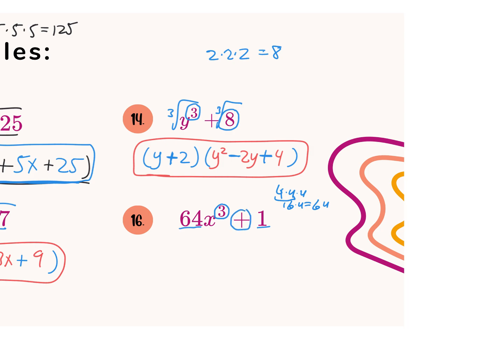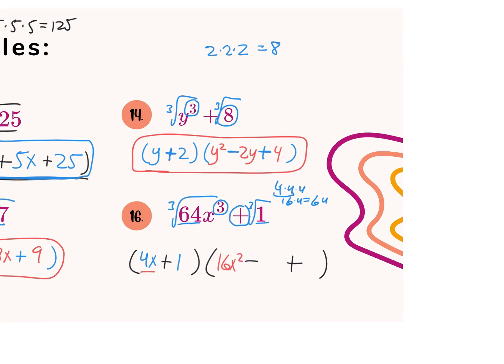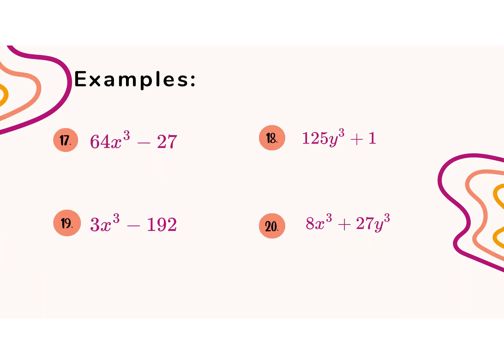There is a plus in between, so I'm going to fill in the signs. It's going to be the same sign, opposite sign, always plus. Then in the binomial, it's going to be the cube root of the first, cube root of the second. The cube root of 64x to the third is 4x, and then the cube root of 1 is 1. And then in your trinomial, it's the square of the first. If I did 4x times 4x, that's 16x squared. Square of the last, so 1 times 1 is 1, and then the product of the 2 in the middle, 4x times 1 is 4x. All right, and that's all we got to do to that one. Let's do some more examples.